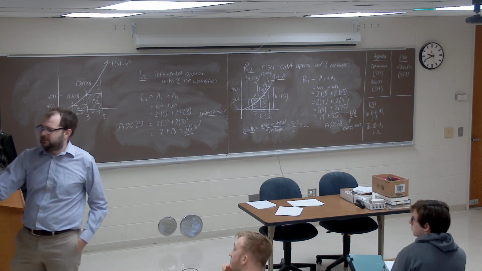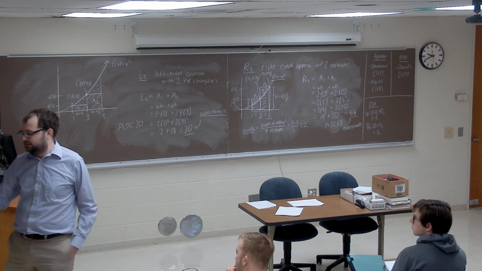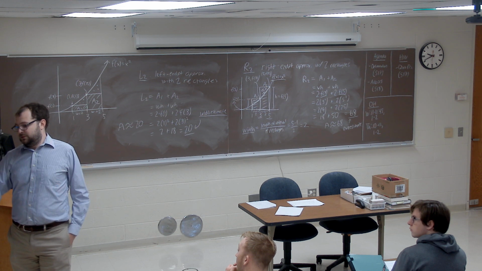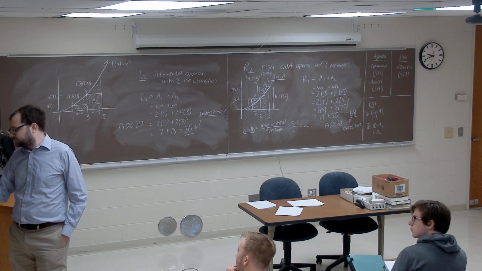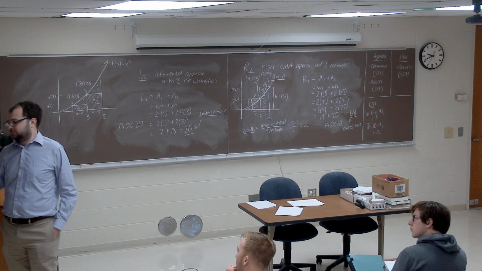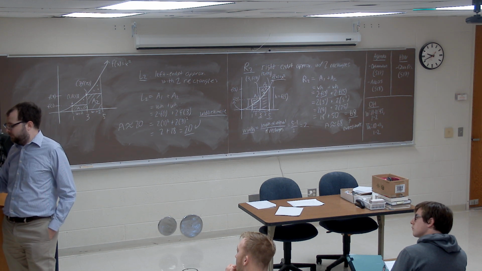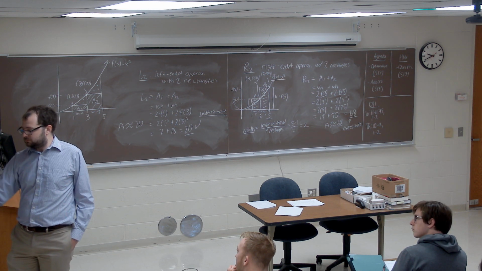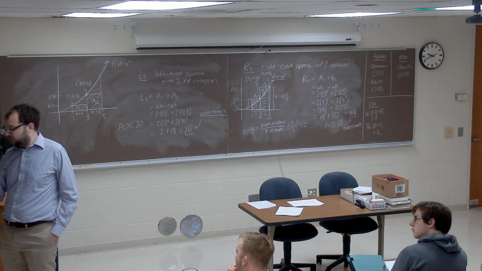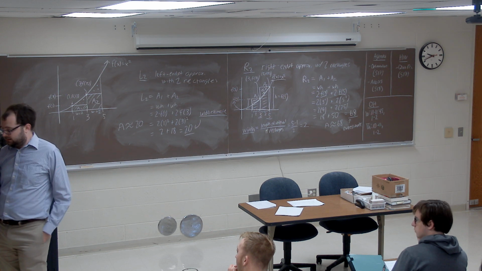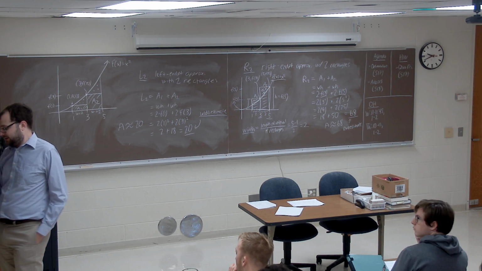So in other words, James's idea is: use more rectangles for a more accurate area approximation.